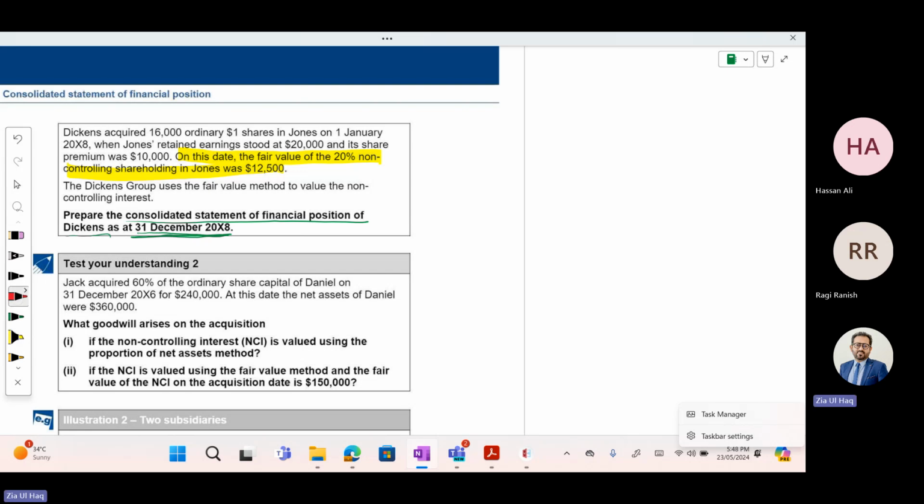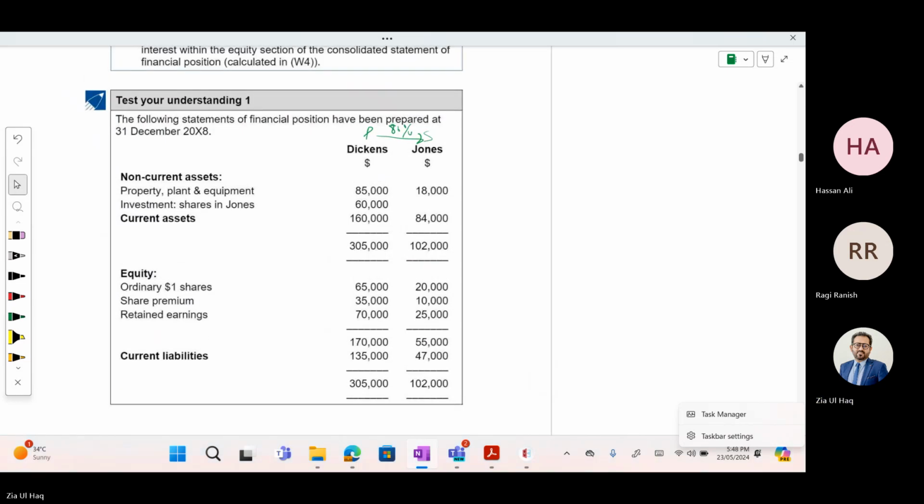So we need to prepare the consolidated statement of financial position. What do we need to do? Property, plant and equipment, both figures we will add. In the consolidated financial statements, property, plant and equipment will be 85 plus 18, that will be 103,000. Instead of investment, we record an account balance with the name goodwill, and the goodwill amount we will calculate from working two. No investment will be there. Current assets for both companies we need to add. How much will that be? 244,000. So we will be able to calculate total assets.